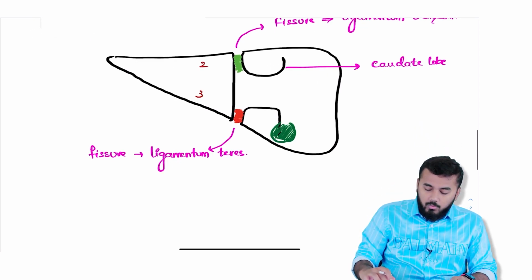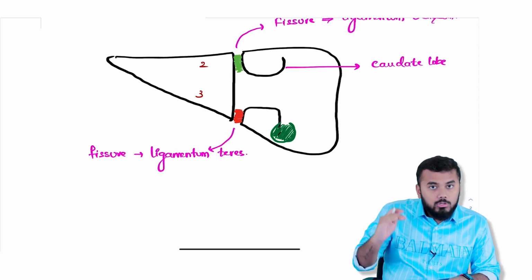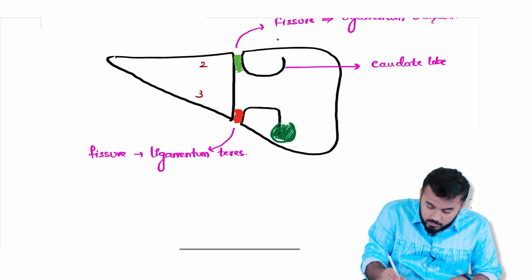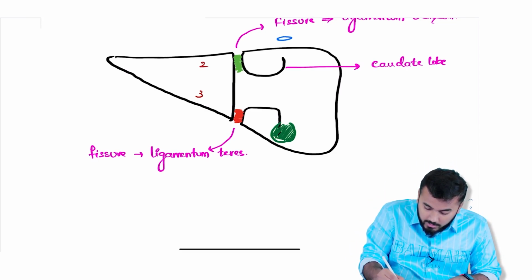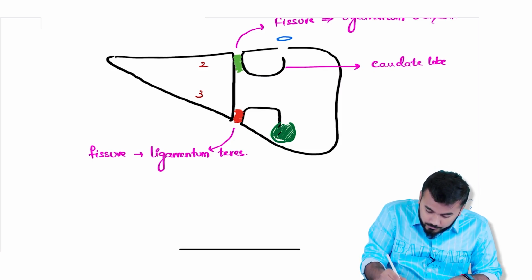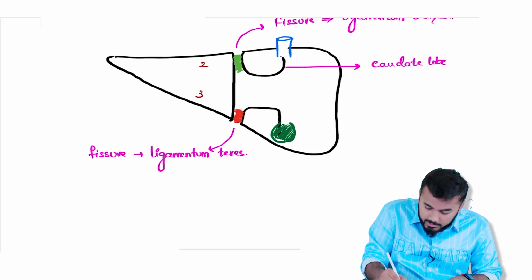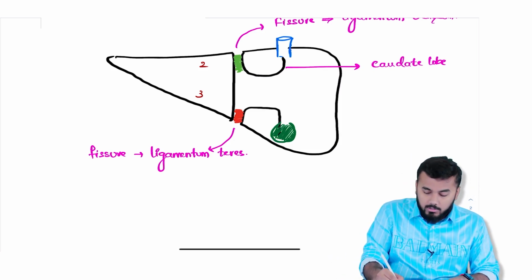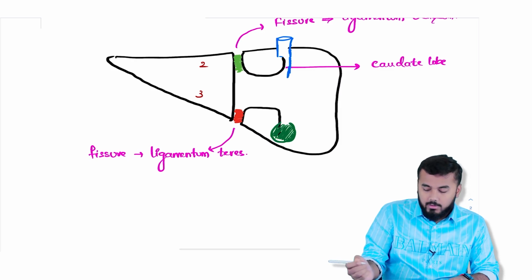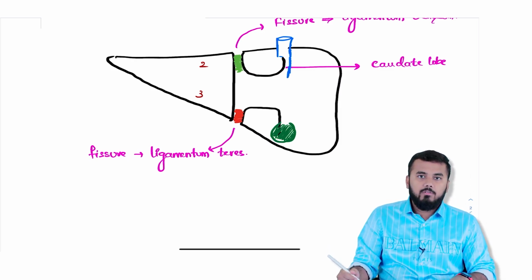Okay, now important thing to know is that I told you on the top we have the inferior vena cava. So here is the place where your inferior vena cava is located. Let me put it a little bit down over here. Yeah, this is the place where your inferior vena cava is located.